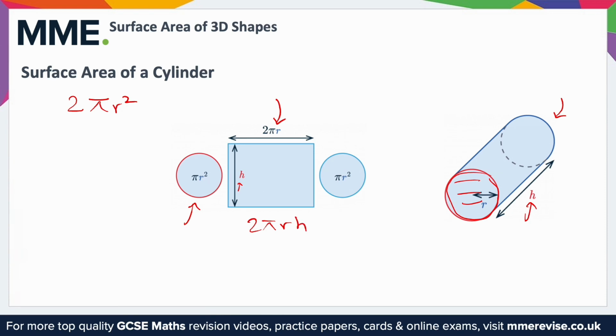So the total surface area of this cylinder would be 2 pi r squared plus 2 pi r h, which if you really wanted to, you could factorise this slightly to 2 pi r (r plus h). This bit isn't necessary, but it might make it a little bit easier for you.